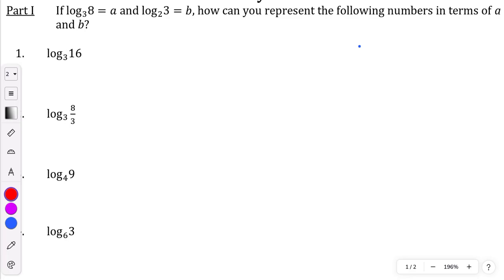We're going to talk about logarithms, some more difficult logarithm questions. This one says that if log of 8 base 3 is a and log of 3 base 2 is b, how can you represent the following numbers in terms of a and b? Well, that's a good question.